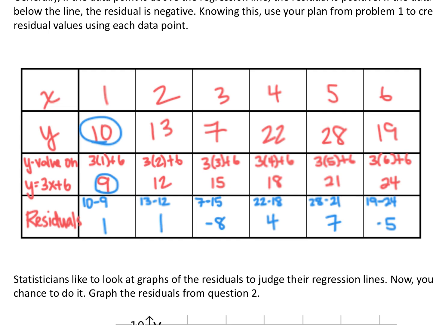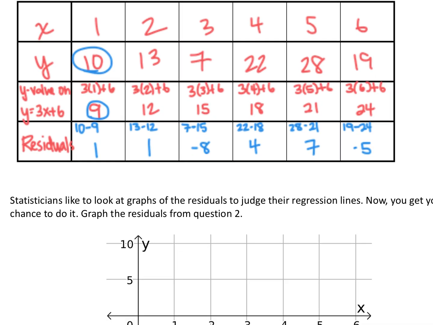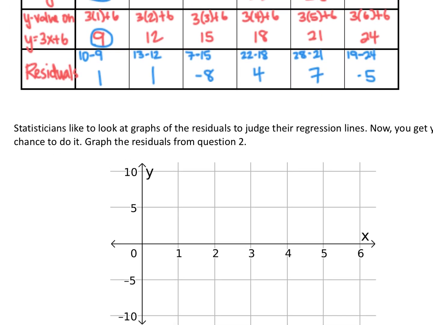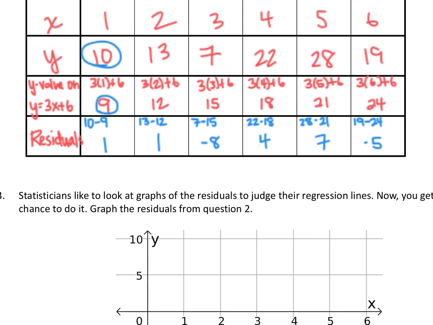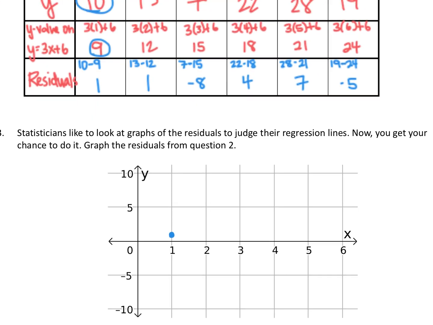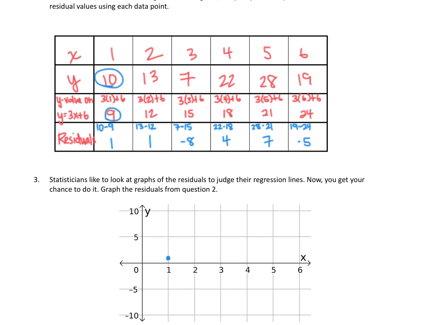Now, once we've done that, statisticians like to look at special graphs called residual graphs to judge their regression line. How did we do? Now we get a chance to do that. So we're going to graph the residuals from question 2. So when x is 1, our residual was 1, right? So we're just going to put a point right here at 1, 1. This is graphing the x value and the residual. That is what we just graphed, okay?